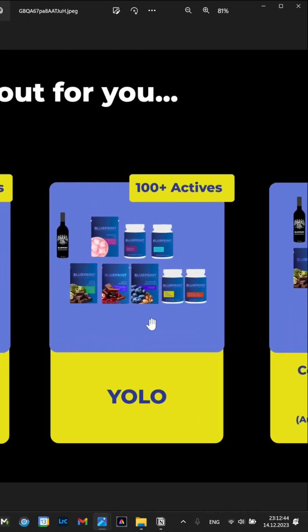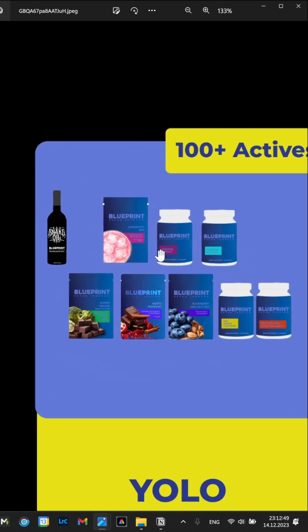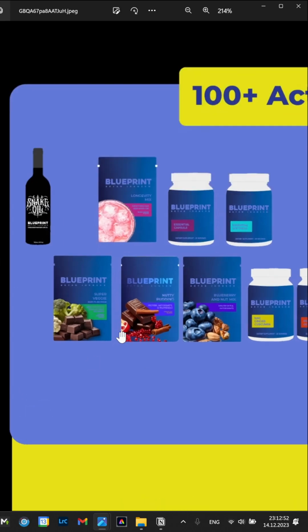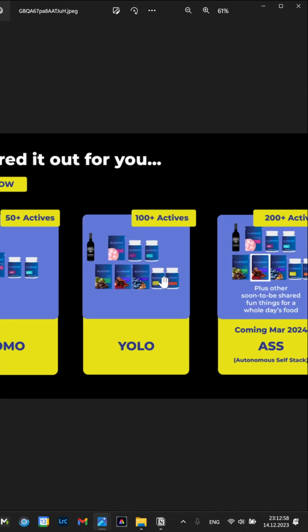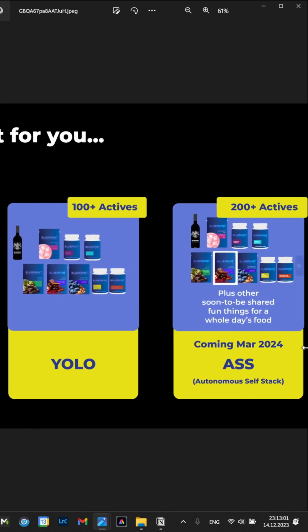Then the middle one would be called YOLO, which is short for you only live once, and it would be the same as the starter pack, and then it would also include the different meals in powder form in these pouches. Now this is Andrew Huberman, but let's go back to these here, and the premium tier, probably, would then include 200 plus actives. I assume this is active ingredients of these kits, and it would also include other things, fun things for a whole day's food to be shared with. He also already shared pictures of a nut butter which consists of walnuts and macadamia nuts, I think. And the third stack is called the autonomous self stack.